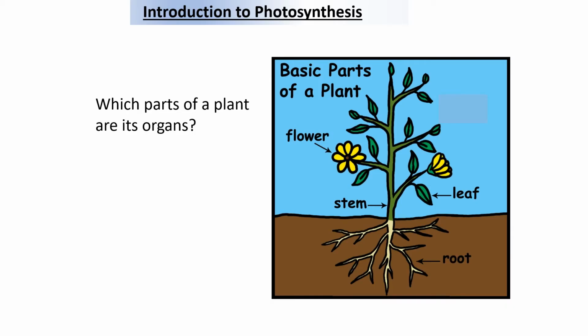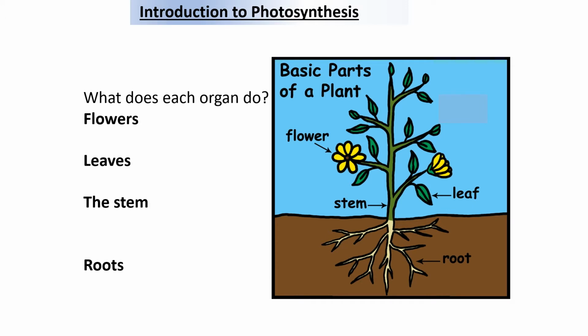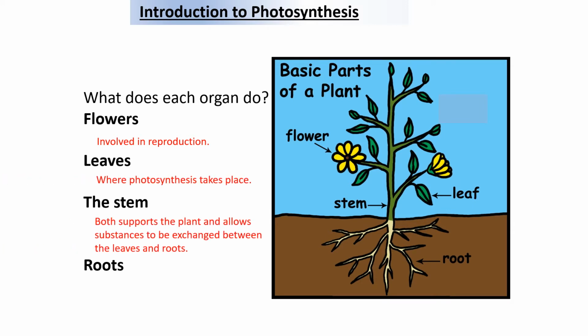Introduction to the photosynthesis. Which parts of a plant are its organs? The flower, the leaves, the stem, and the roots. Let's take a look at their functions now. Flowers are involved in the reproduction, leaves are where photosynthesis takes place, the stem supports the plant and allows substances to be exchanged between the leaves and the roots that absorb water and minerals for the plant and which anchor the plant in the ground.